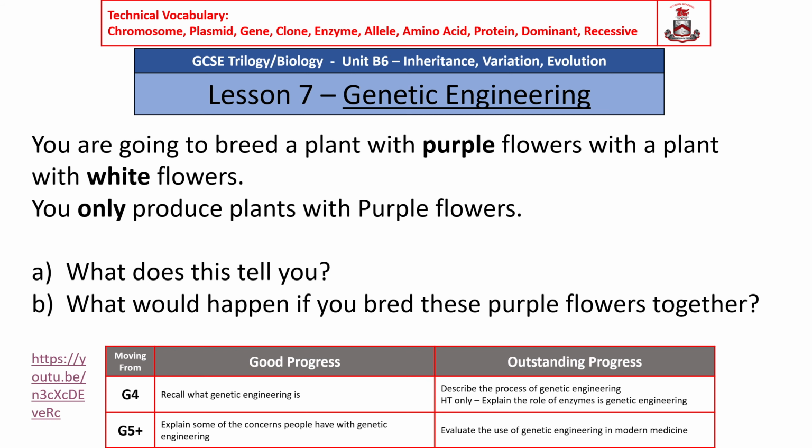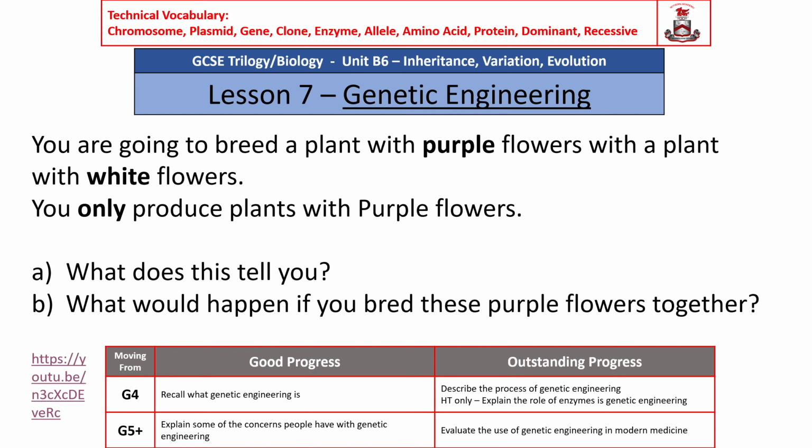The question on this slide, you can either do it now or you can come back to it later. It's a link back to what we've already done. So here it says you are going to breed a plant with purple flowers with a plant that has white flowers. So you've got one purple plant and one white plant. You breed them together. You only produce plants with purple flowers. What does this tell you? So you have to use your Punnett squares to do this.